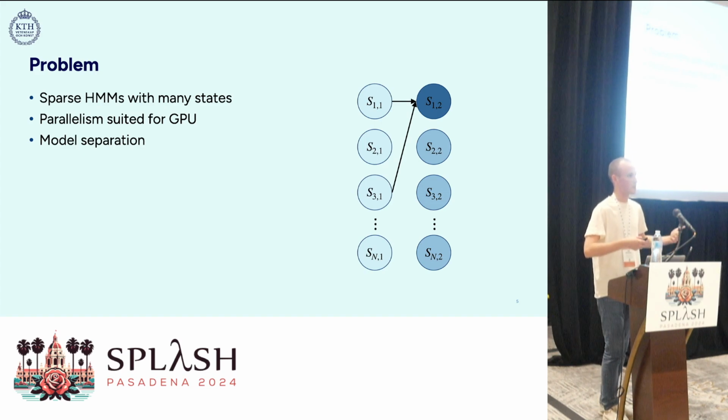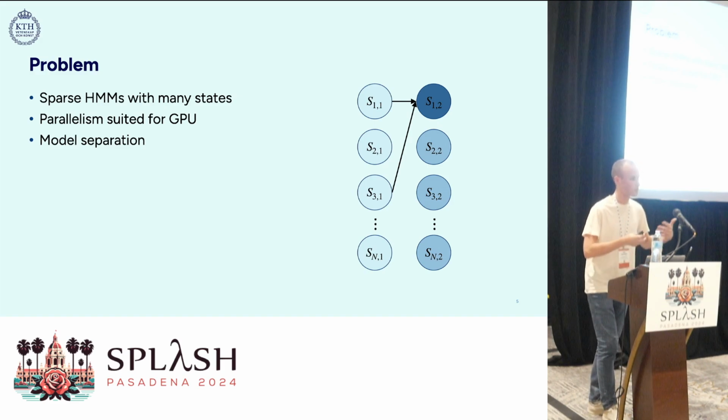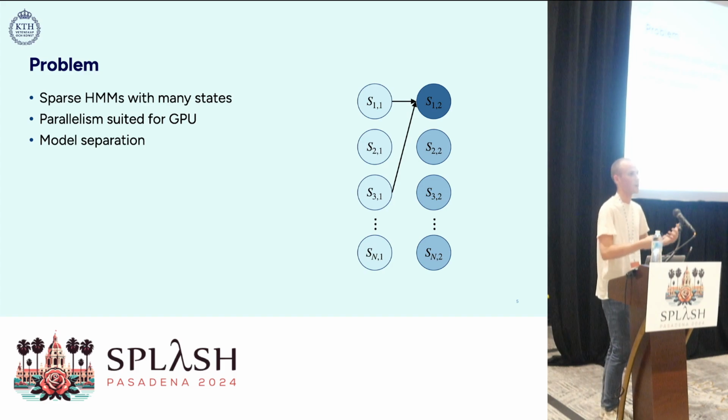But of course, implementing it on a GPU is very tricky and error-prone. And also, if we implement it for a particular model, then we have to specialize it for the sparsity of that model to make it really efficient. But then if we want to update the model later on, that's going to be really tricky. So we want to separate the model from the implementation. We want to have preferably a compiler that can do all the implementation work for us, just from a high-level specification of the HMM.